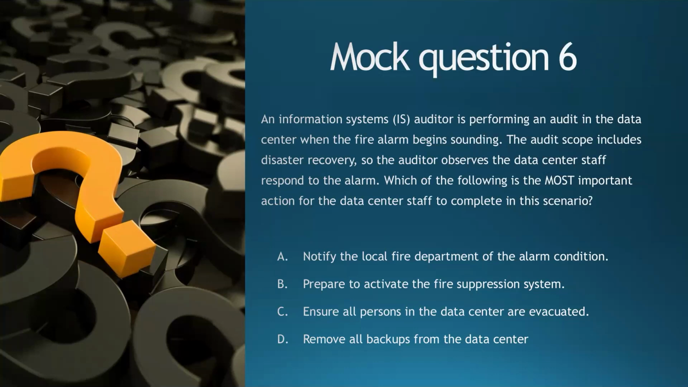Perfect. In such a case, human life is of utmost priority in your BCP and DRP. That's the reason C is the right answer. The concept is very clear: all the persons should be evacuated first, considering it the top priority. The keyword here is the most important action, where we prioritize human life compared to backups or activation of the fire suppression system. So C is the right answer here.